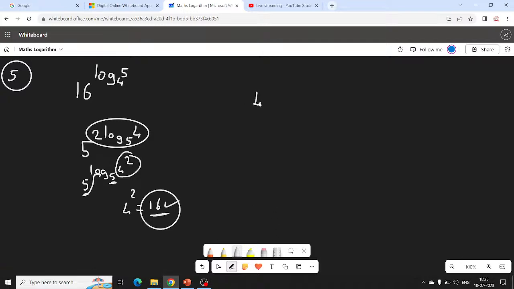16 can be written as 4 square. You may ask me, sir, I can write it as 2 to the power of 4 also, right? 2 to the power of 4 is 16. But look at the base. What is the base here? 4. So I am targeting the base.